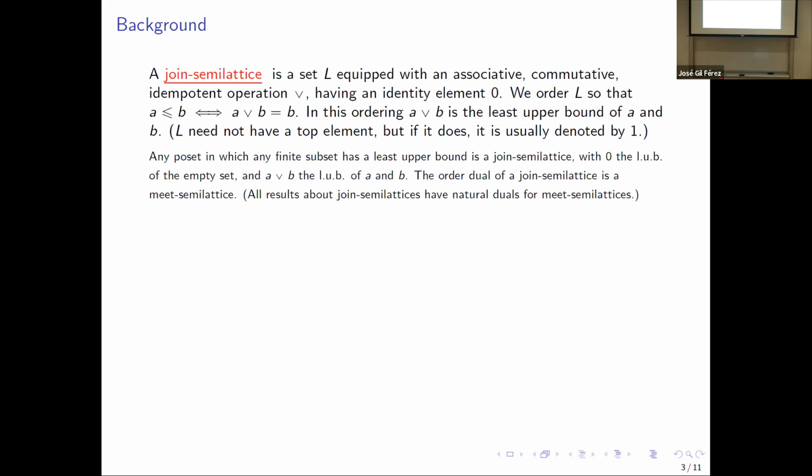Okay, so a joint semilattice, of course, is a set equipped with a commutative, associative, idempotent operation. We can order any joint semilattice by declaring that A is less than or equal to B if the sup of A and B is equal to B. In the ordering defined in that fashion, A sup B is the least upper bound of A and B. Our joint semilattice doesn't need to have a top element, but we always demand it has a bottom element.